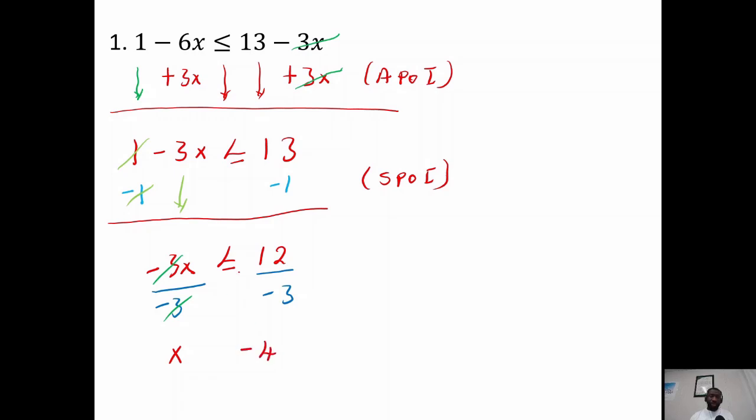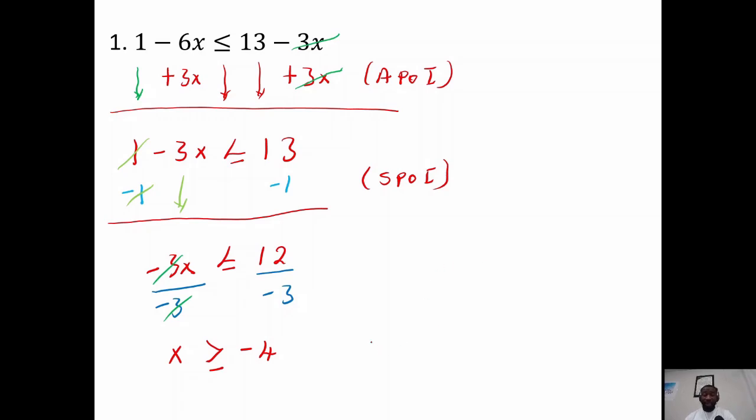Now, let's pay attention here. Anytime you divide by a negative number, this symbol flips. If it's less than or equal to, then it's going to be what? Greater than or equal to. You're done. It shows you that the solution for the inequality is x greater than or equal to negative 4.